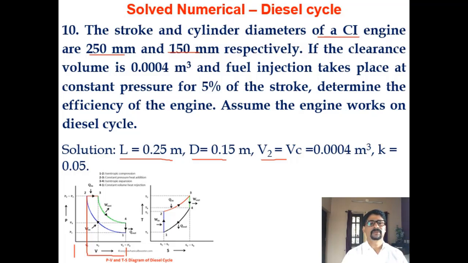Clearance volume is given as 0.0004 meter cube, and the fuel injection takes place at constant pressure for 5% of the stroke. That means this 2 to 3, this length or this volume, is 5% of this stroke volume. You see, that is the meaning. This is the stroke volume, so 2 to 3 is 5% of this length from here to here, 1 to 2. Determine the efficiency of the engine. Assume the engine works on the diesel cycle. Here he has specified again to consider the engine working on diesel cycle.